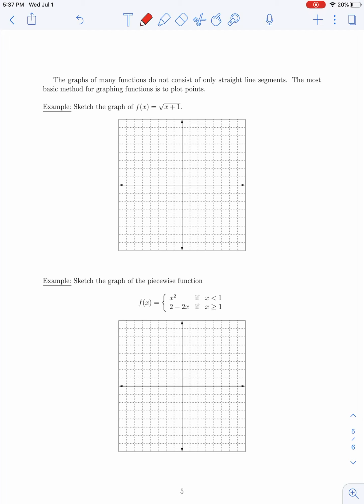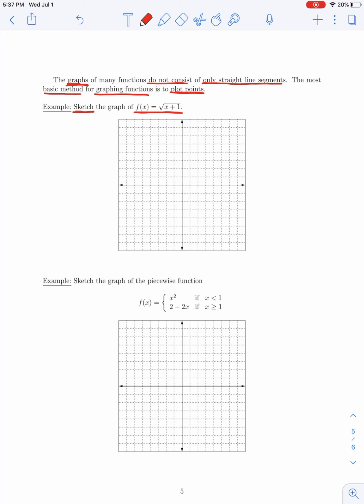Now, in general, we've already been exploring this idea, but we've been considering the graphs of straight line segments so far. And in general, most graphs do not consist of only straight line segments. So the most basic method that we can use for graphing functions is by plotting points. So as some examples of more complicated graphs, let's consider the following. We're asked to sketch the graph of f of x equals the square root of x plus 1.